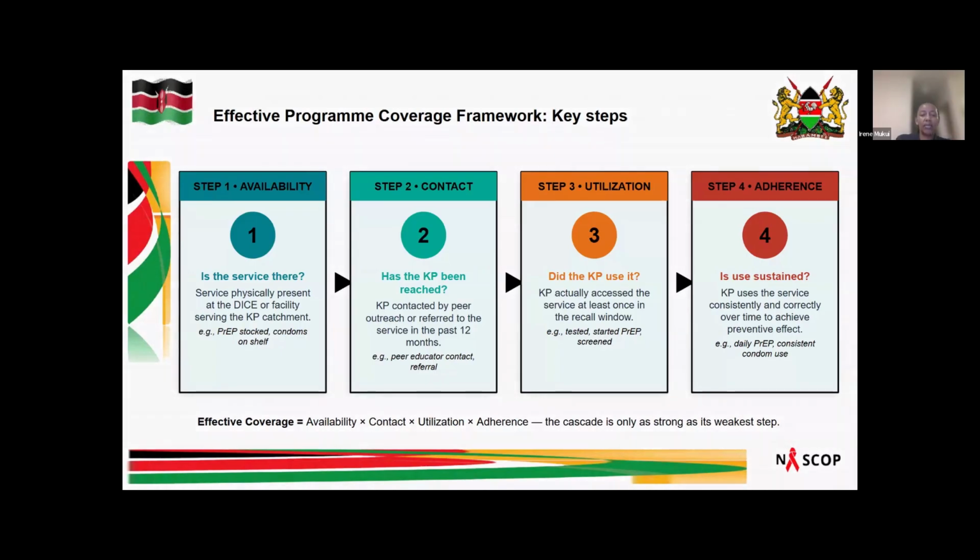And then the contact cascade, which wants to look at whether people have been able to reach the service within the past period of time. In our case, for a lot of the indicators we used 12 months. And then utilization, which looks at whether the population of interest accessed the service at least once within the window that we were looking at, and then the adherence, which looks at whether people consistently used the service. We ended up using the first 3 steps, mainly because we didn't really have a lot of data to look at the adherence components. So next step.